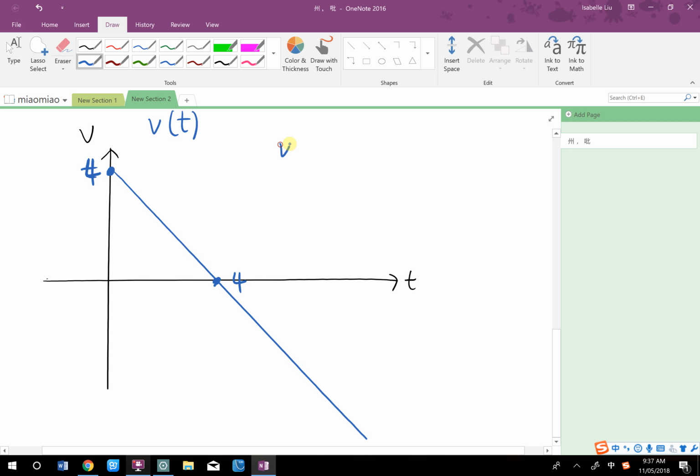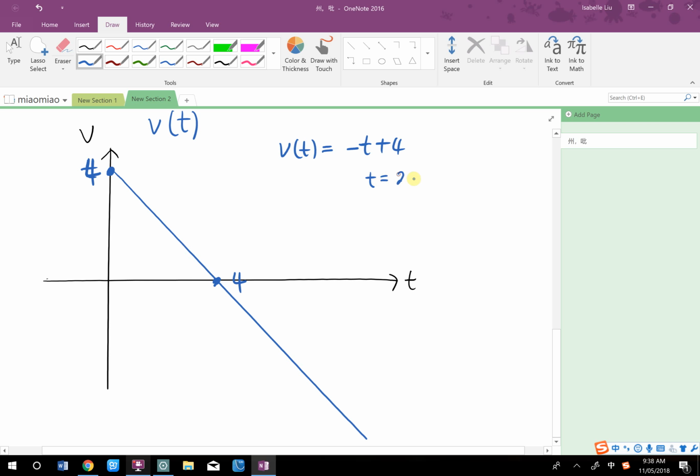So if you see this equation, the vt should give you -t + 4. That's how I work it out from the 2 points. The straight line has the equation -t + 4. I sub 0 in, I get 4. I sub 4 in, I get 0. So that's the equation.